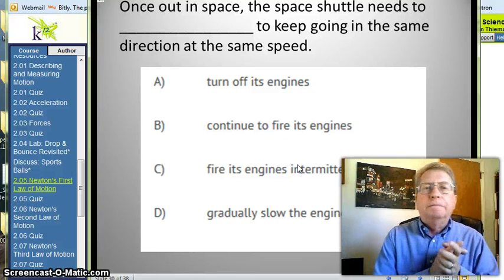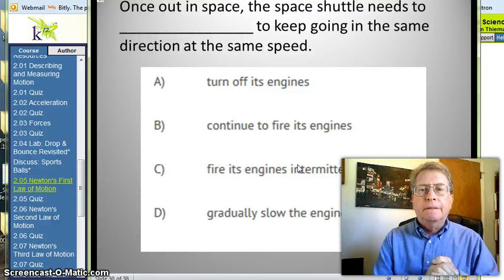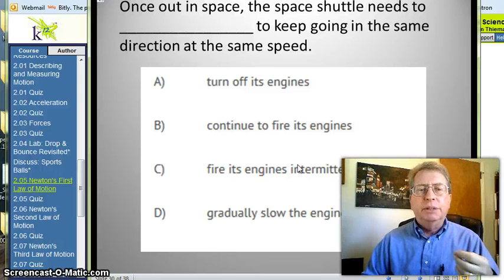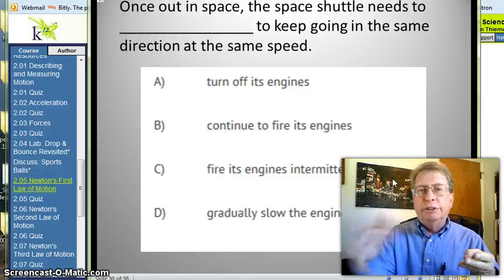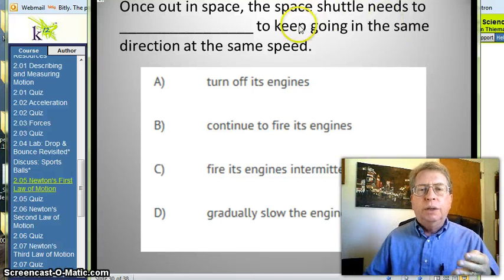Here's a question for you. Once out in space, the space shuttle needs to keep going in the same direction at the same speed. What does it need to do? A, turn off its engines. B, continue to fire its engines. C, fire its engines intermittently, that means every so often. Or D, gradually slow the engines down. What does it need to do to keep going in the same direction at the same speed?